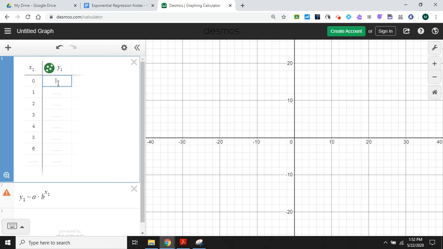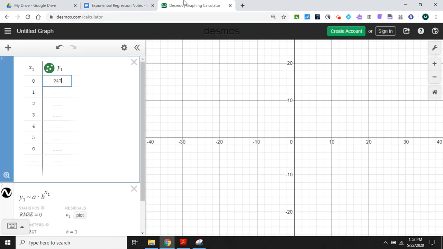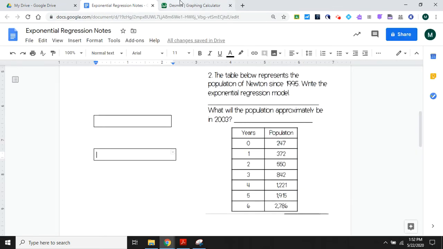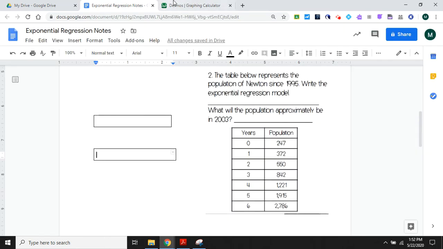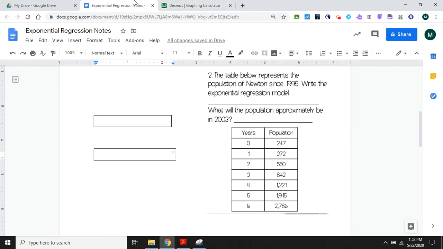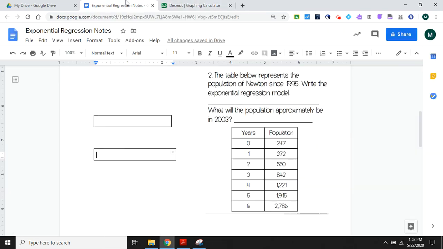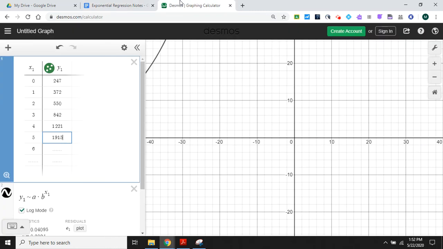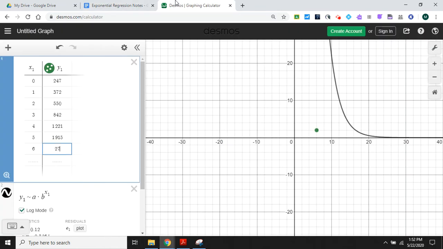I just arrowed down instead of hitting enter. Then we have 247. Now I can hit enter since it's already there. 372, 550, 842, 1221, 1915, and last but not least, 2786.